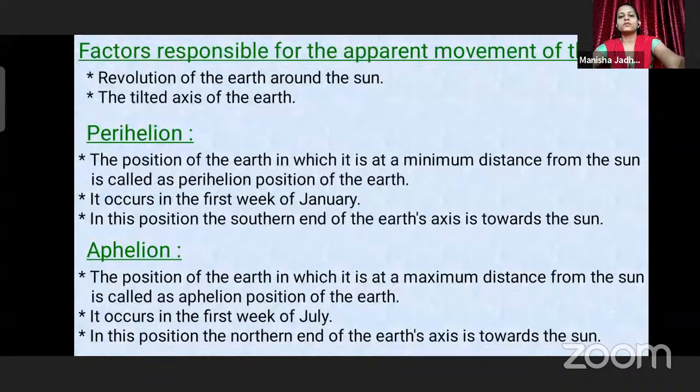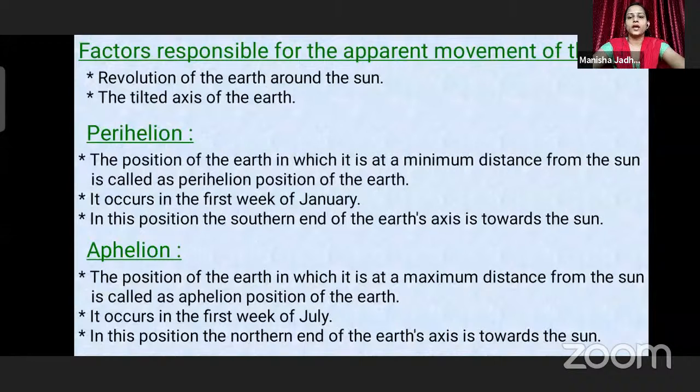And next what we have seen students, perihelion and aphelion position. Now what is this perihelion? The position of the earth in which it is at a minimum distance from the sun is called the perihelion position of the earth. Means what students? The sun is nearer to the earth. This position of the earth is called perihelion. And when it occurs, students, it occurs in the first week of January. And in this position, the southern end of the earth's axis is towards the sun.